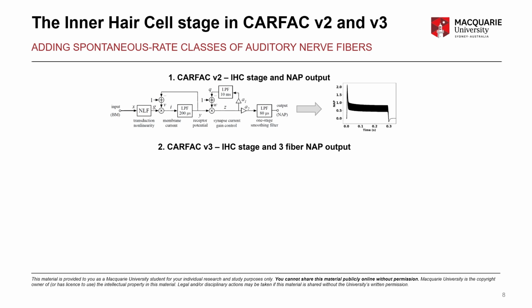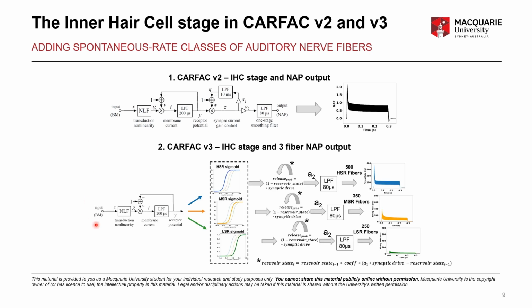We introduce three different fiber types. This is achieved by taking the receptor potential from CARFAC V2 and passing it to three parallel pathways that represent the different auditory nerve fiber types. They differ mainly in their onset, in the sigmoidal transfer functions that are shifted along the receptor potential axis here, and these then transform the signal into a synaptic drive that will lead to different release probabilities that, combined with the low-pass filter and the number of fibers in each class, leads to a number of spikes that can be converted into a mean spike rate.